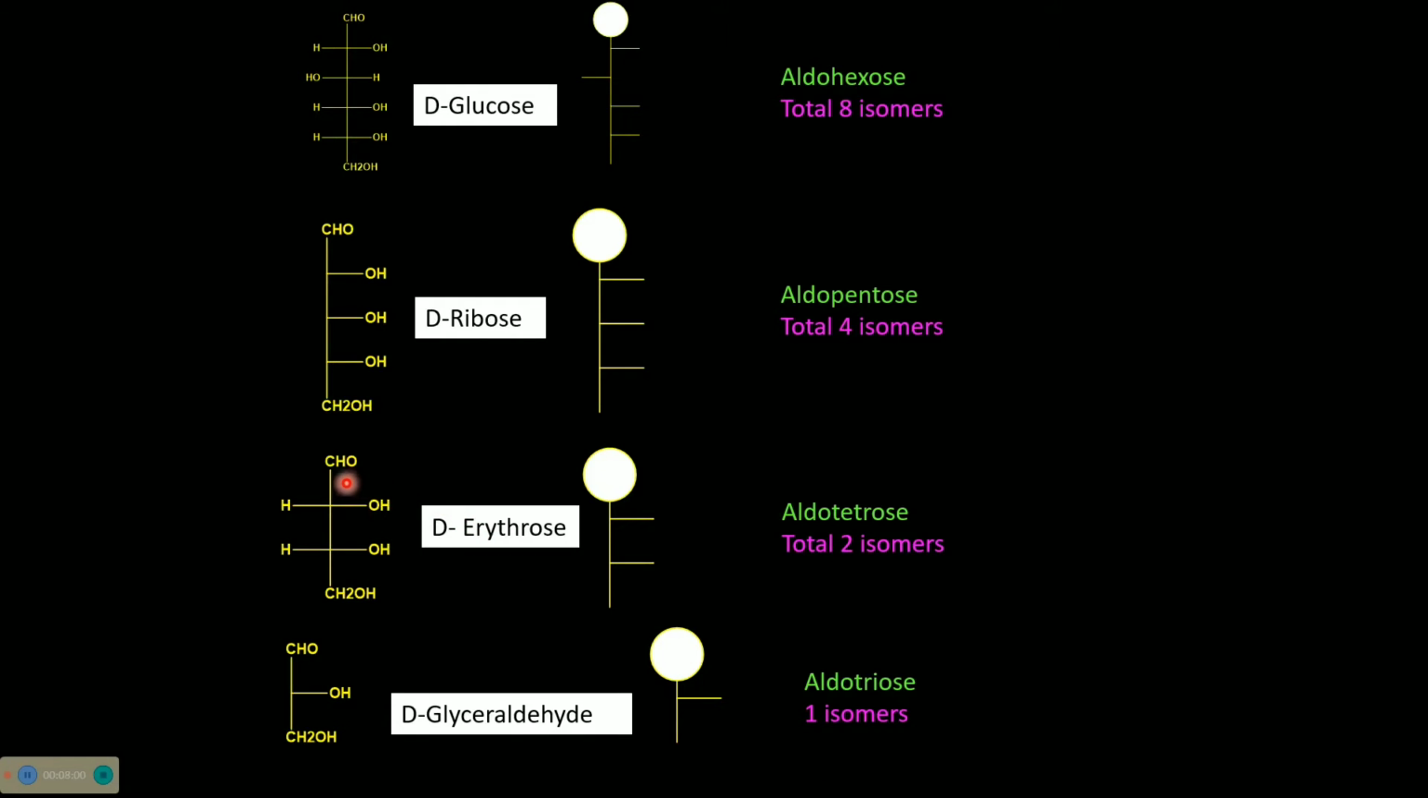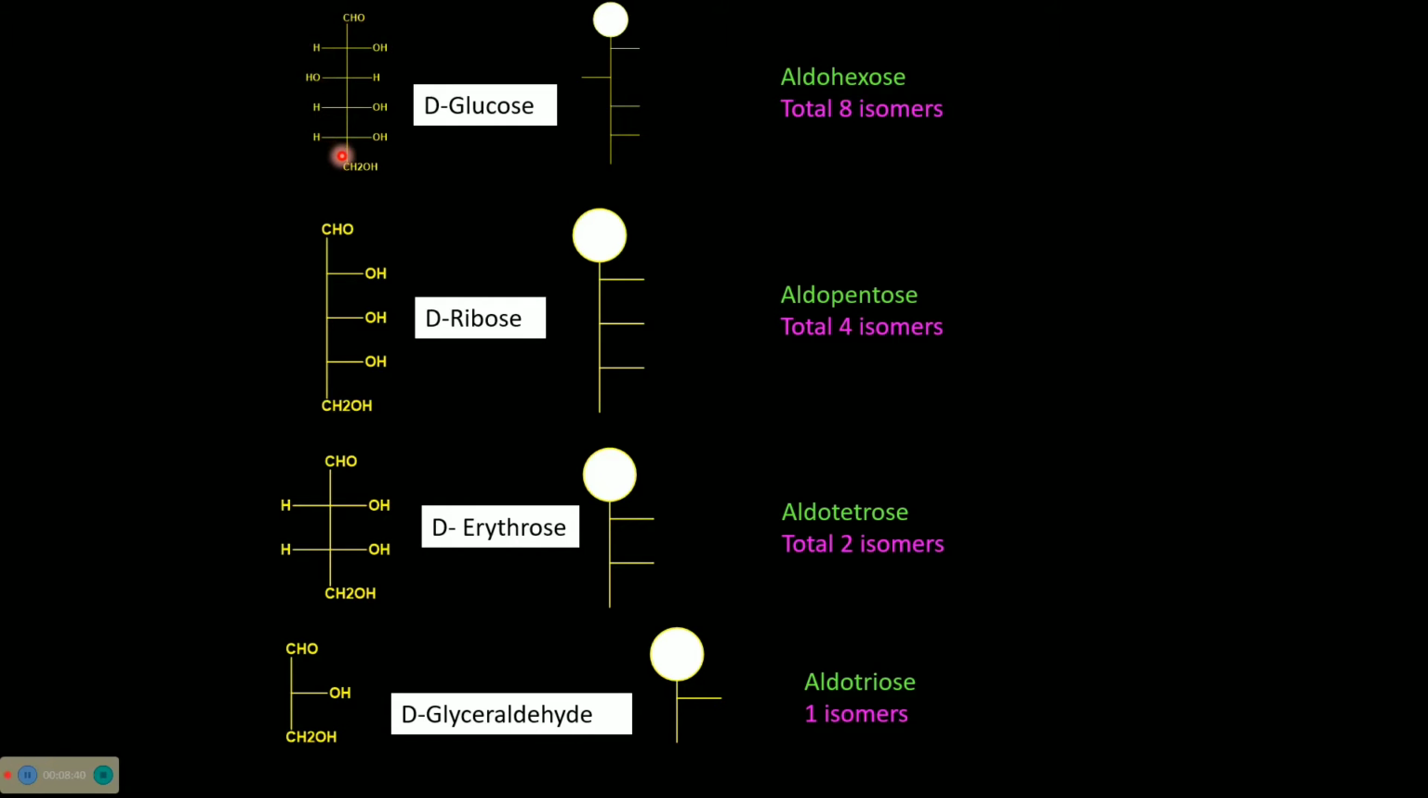See, there are 2 different stereo centers, 2 different chiral centers, which means 2 to the power 2, so 4 different isomers are theoretically possible. But I just mentioned that we already know the bottom chiral carbon configuration. That's why we are writing here D-erythrose, not only erythrose. We already know the configuration of the bottommost.